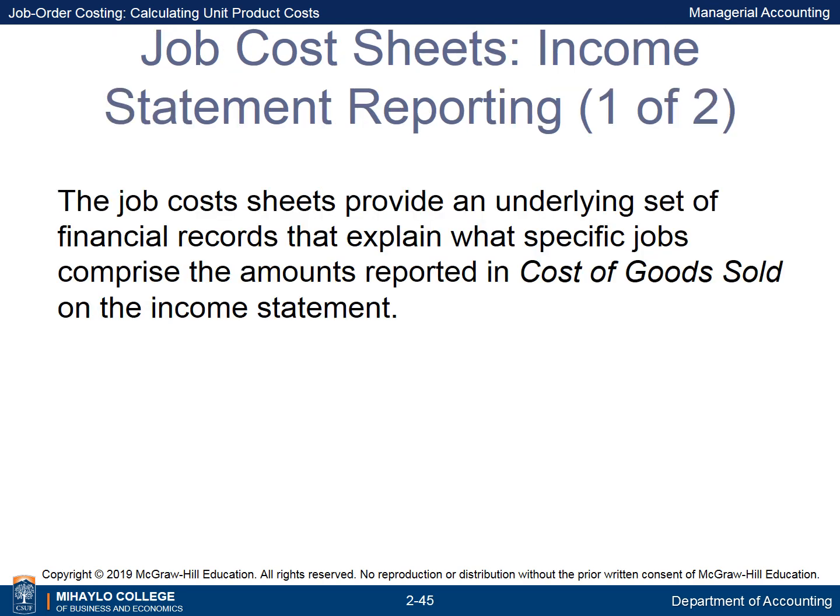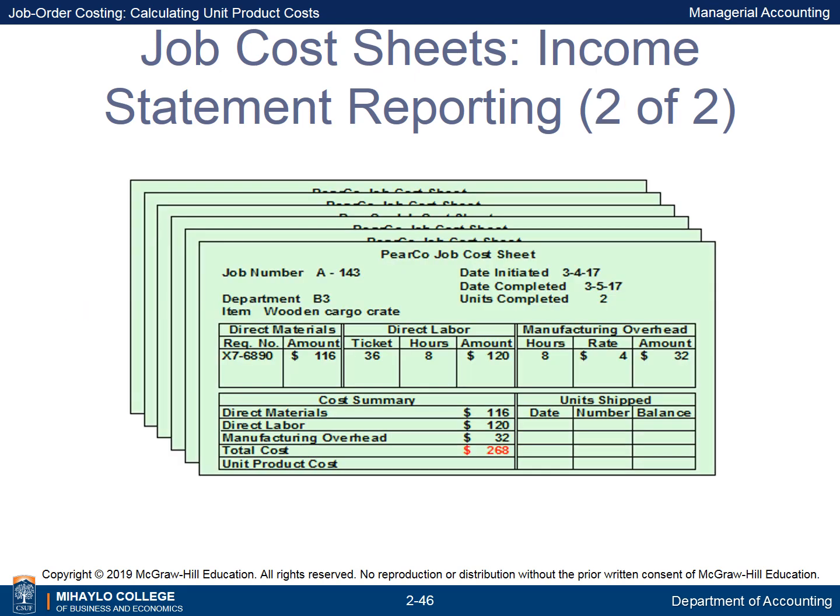The job cost sheets provide an underlying set of financial records that explain what specific jobs comprise the amounts reported in cost of goods sold on the income statement. The combined costs of the jobs completed and sold are included as cost of goods sold on the income statement.